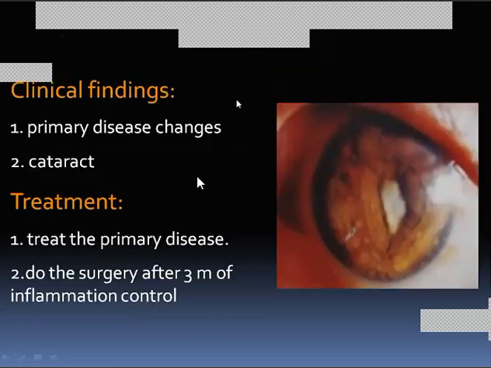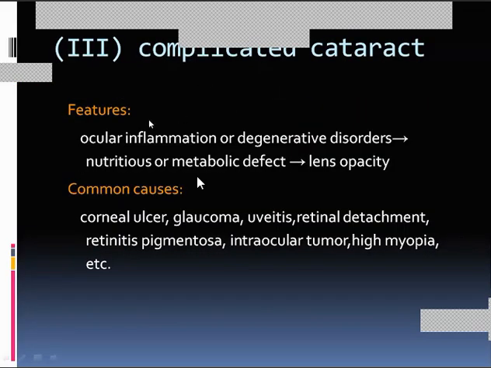Then another cataract is the complicated cataract. That is, ocular inflammation, degenerative disorders, and nutritional or metabolic defects lead to lens opacity. Some of the causes are corneal ulcer and glaucoma. All these conditions will lead to cataract formation, including retinal detachment, that means retina related problems like high myopia where the retina is involved, and also intraocular tumors and retinitis pigmentosa.